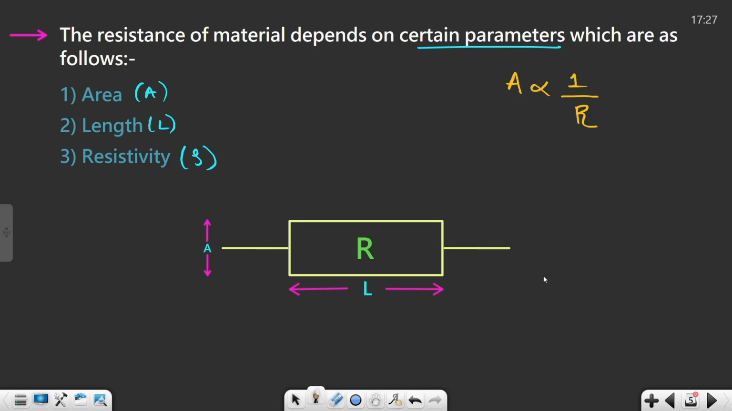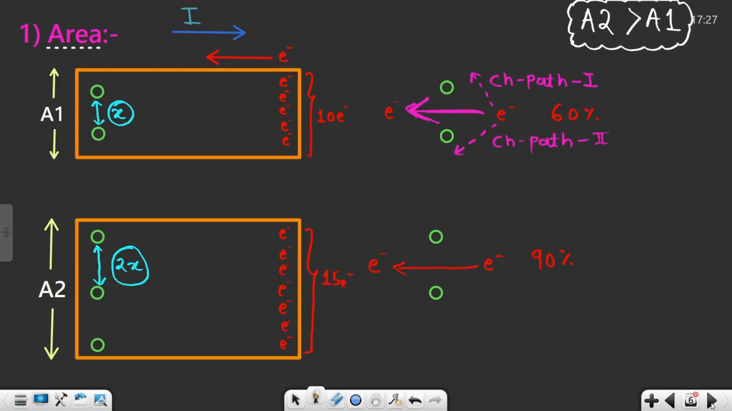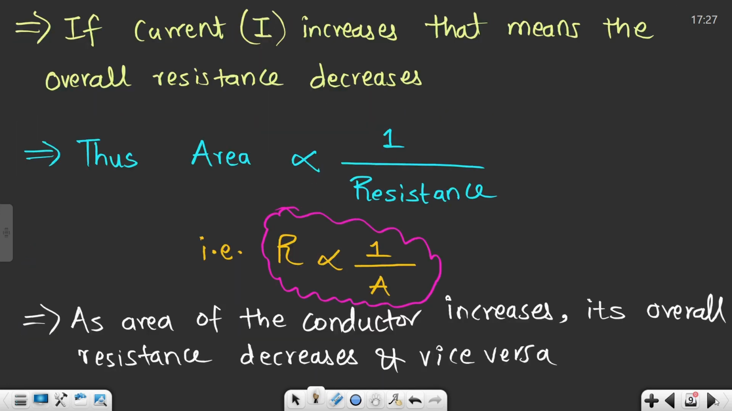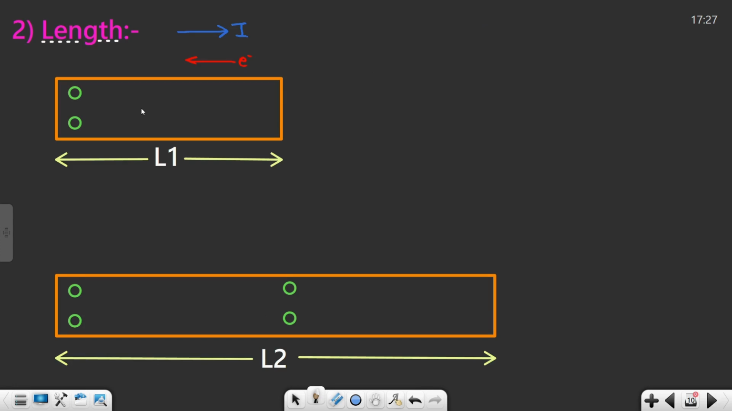So area was inversely proportional to the resistance, meaning that if the area increases, the resistance of that particular material was decreasing, right? But what will happen if we increase the length? Okay, and again we'll assume the same thing, that is, let's assume that my I is moving in this particular direction. If my current is moving in this particular direction, for sure the electrons will move in this particular direction, right? Okay, and what we know is that my L2 is greater than my L1.